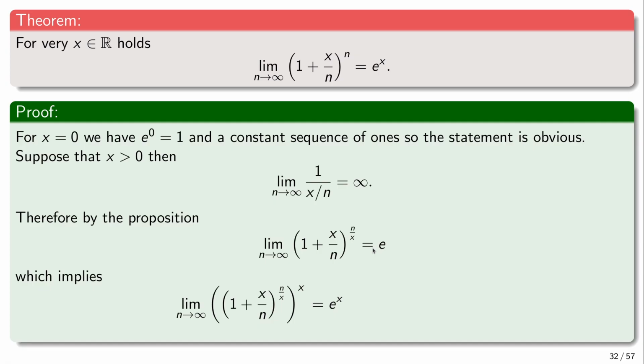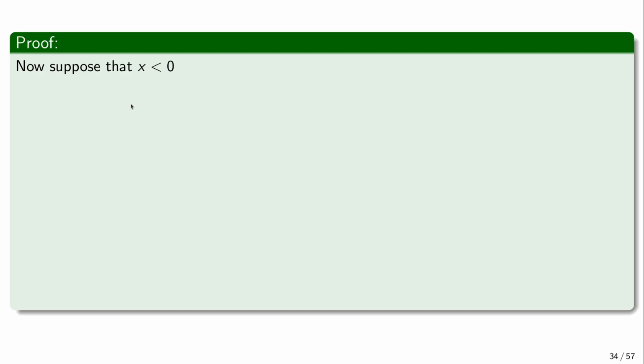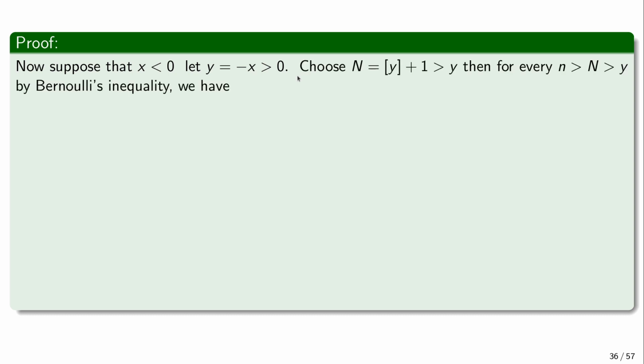So yeah, we're done with this result. Now let's see what happens for negative x. So for negative x, that's a common trick. Let's denote by y to be minus x, and then y is going to be strictly positive. Okay. So now it will be apparent shortly why we are making this choice. So let us choose this natural number N, that would be the integer value of y plus 1, and it guarantees that this N is greater than y.